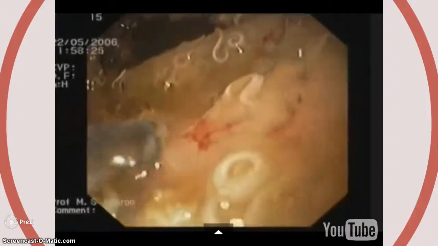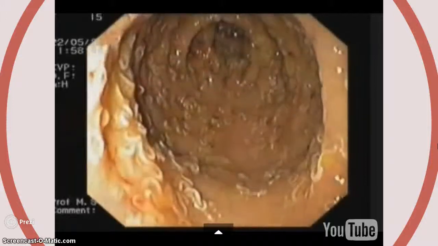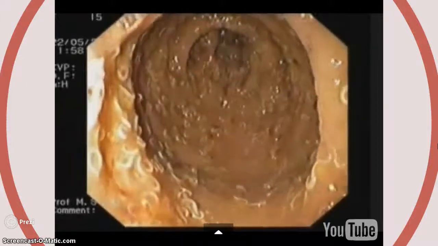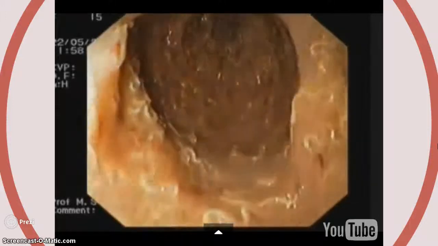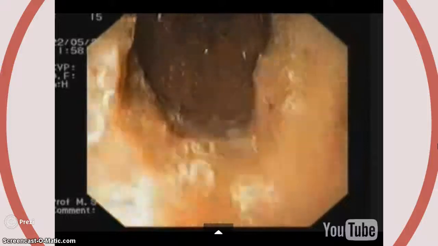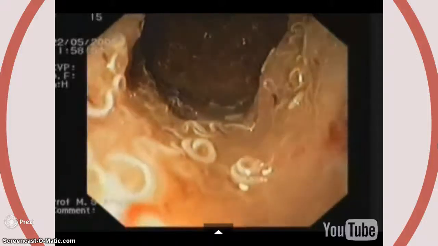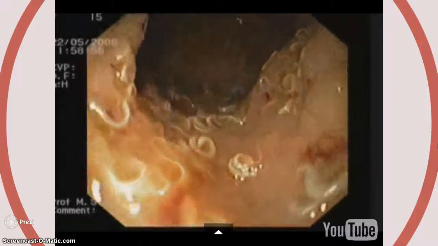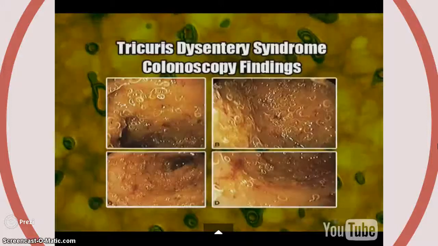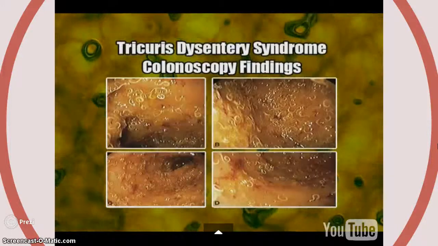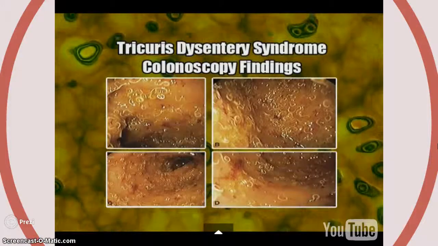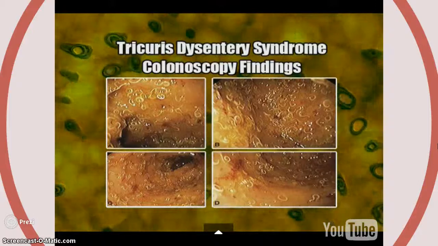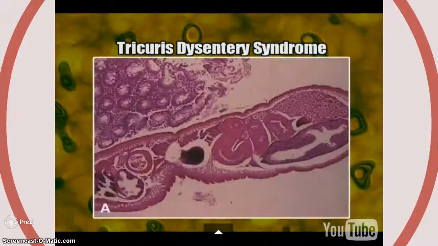Mucosa showed edema at the sites of heavy infection, which caused a lack of distensibility and luminal narrowing. There was no mucosal friability, ulceration, cobblestoning, or polyps. These changes were well described in the still colonoscopic images as shown in this slide with 4 composite pictures.